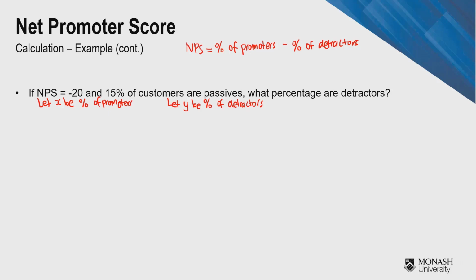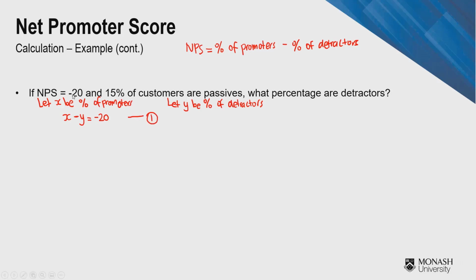Now we're going to have that. As we know, the NPS is -20, so they're giving us a hint that if you have X, which is your promoters, minus Y, it will give you -20. So that will be the difference of promoters and detractors, which eventually gives you your NPS. Let's call this equation number 1.